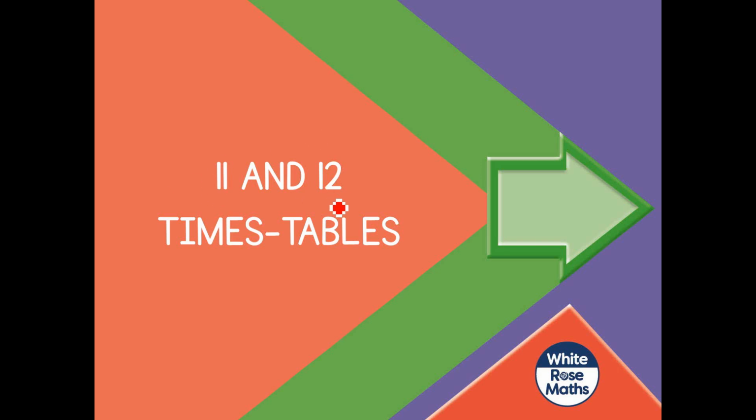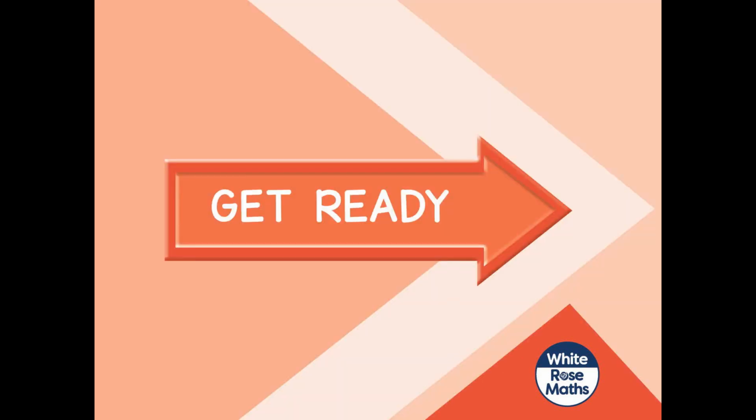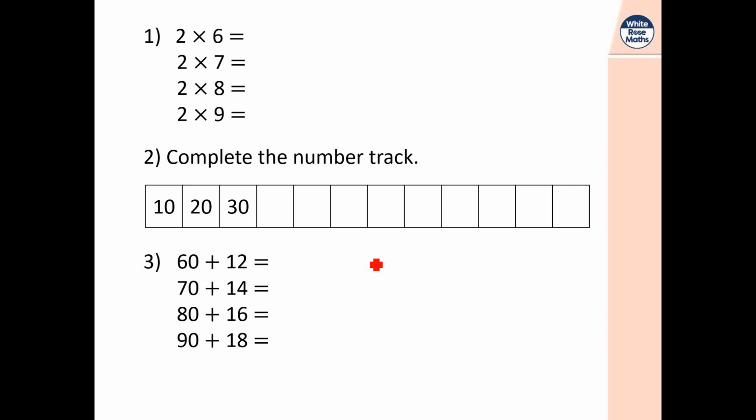The 11 and 12 times table. Let's have a look. So, what is 2 times 6? 12. 2 times 7? Actually, I don't need to write this in because it does it automatically, I think. 12. 14. What's next? 2 times 8? 2 times 9?